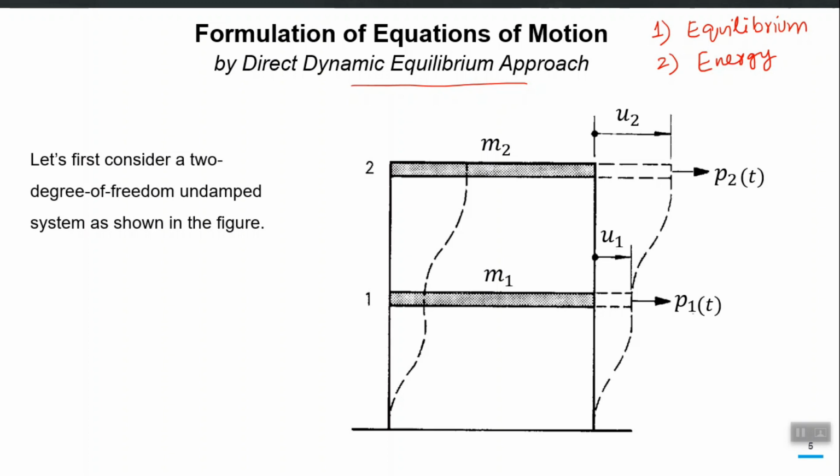Just like single degree of freedom system, you apply the D'Alembert's principle, and this gave you the m u double dot plus c u dot plus k u equal to p of t. So similar thing we can do with our multiple degree of freedom system also, but this is only applicable, or it only works for very simple kind of multiple degree of freedom systems, where you can cut a section from your structure and apply equilibrium.